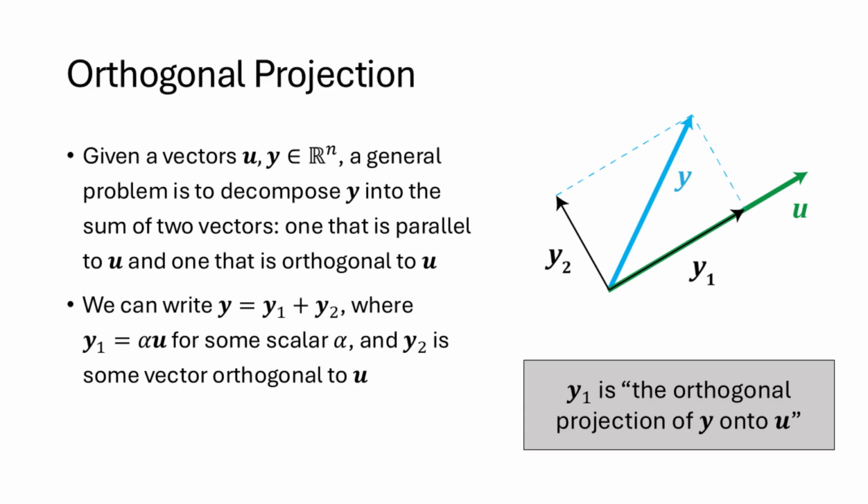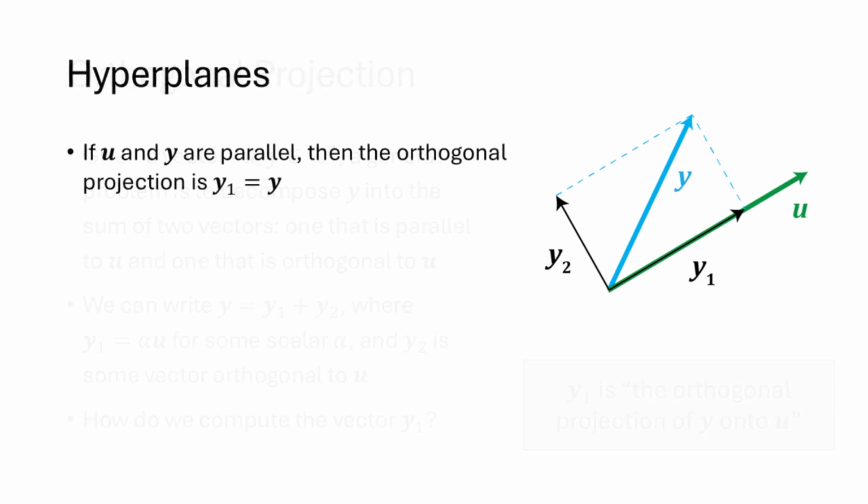And we say that y1 is the orthogonal projection of y onto u. So our question is, how do we compute y1? Well, because we know that y1 is alpha times u, really what we're looking to figure out is how do we compute alpha? Now, in the special case where u and y are parallel, then y1 is just y, and so that's the orthogonal projection. So let's consider the general case.